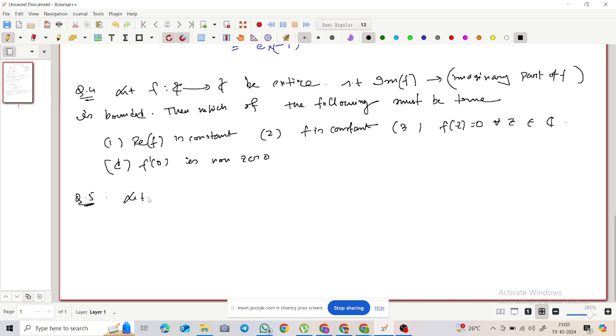Let D be the closed unit disk. Let f from D to D be a holomorphic function.